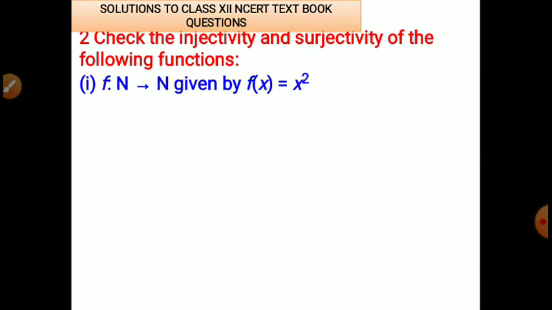So let us go for the next second problem here. Check the injectivity and surjectivity of the following function. What is meant by injective? Injectivity is nothing but one-one function. Surjective is nothing but onto function.